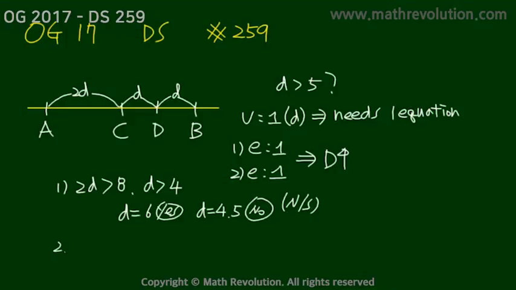Number 2, D is larger than 6. Now 6 is larger than 5, so yes, D is larger than 5. So the condition 2 is sufficient. So the answer was choice B.